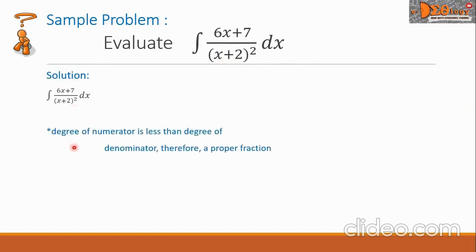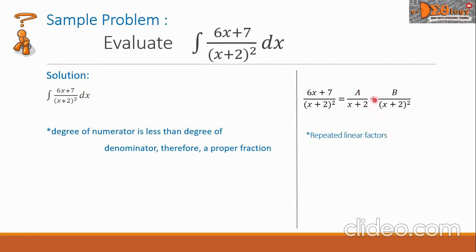Take note that degree of numerator is less than degree of denominator. Therefore, this is a proper fraction. Let us copy the function on this right side. We observe that the denominator is a repeated linear factor. So resolving this into partial fractions, we will have A over x plus 2 plus B over the square of the quantity x plus 2.